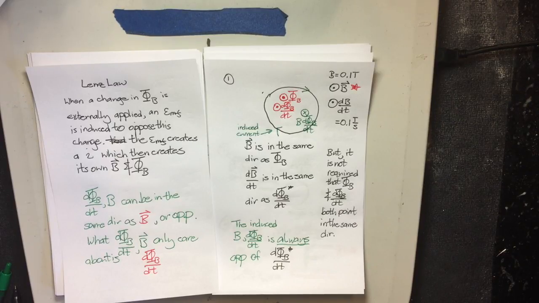Because it's increasing, the dB/dt is into the page, which means that the change in flux is also into the page. So the induced flux must oppose this. And what's the only way to get a magnetic flux out of the page? Is if this wire has a counterclockwise current. And so that's how you would get it.